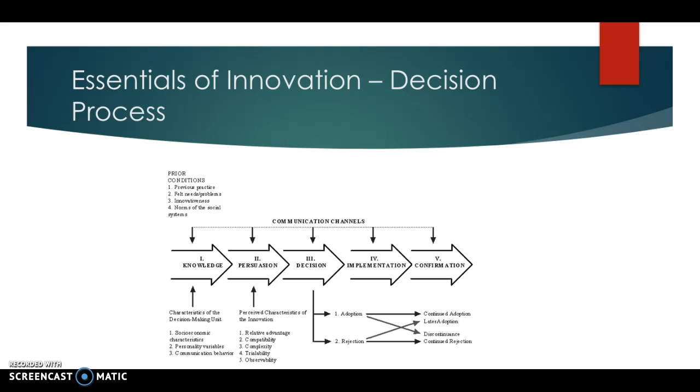This slide provides an overview of the decision process. Prior conditions exist as the communication channels are navigated: knowledge, persuasion, decision, implementation, and confirmation. All the while, the characteristics of the decision-making unit and the perceived characteristics of the innovation are discussed throughout the 5 channels, ultimately leading to either the adoption or rejection of the innovation.